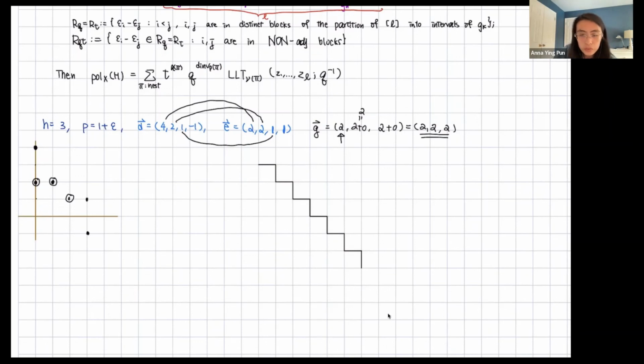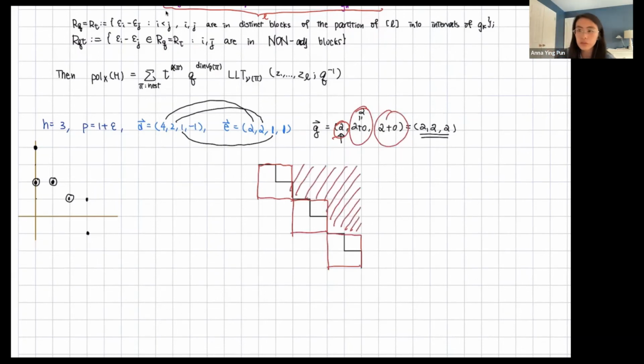Because of the 2, 2, 2, it's actually giving you a block. So the block here is, because the first one is 2, you draw a block like this. And the second one is 2, so you draw a block like this. The third one is 2, so you draw a block like this. Then your R_Q and R_T are just these positive roots. Can you see what I wrote? And so that's the R_Q and R_T.